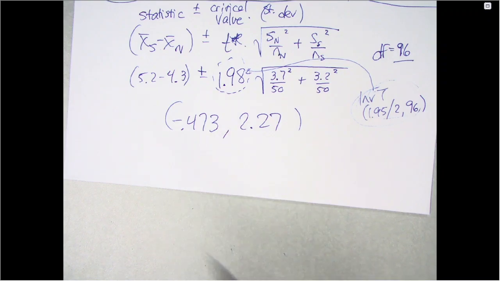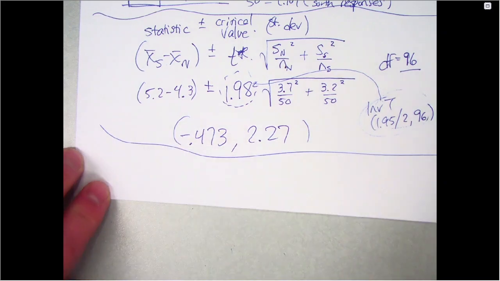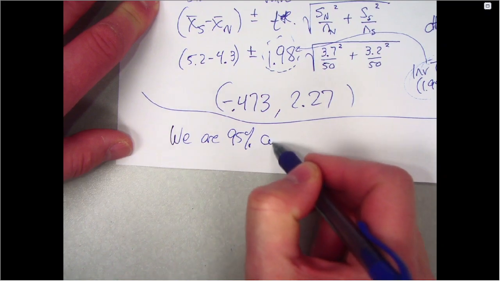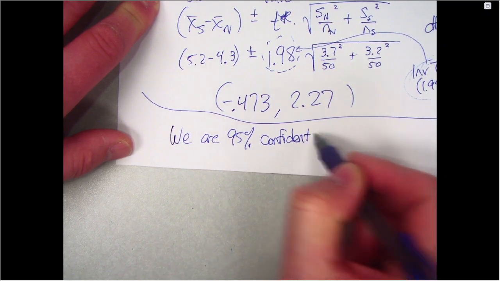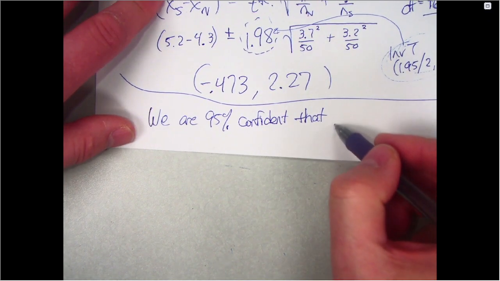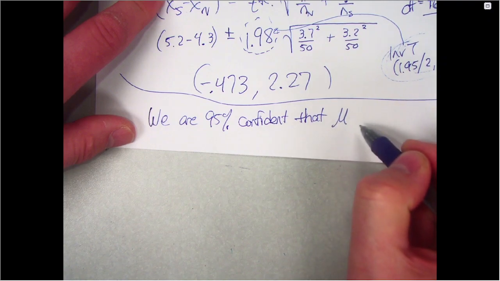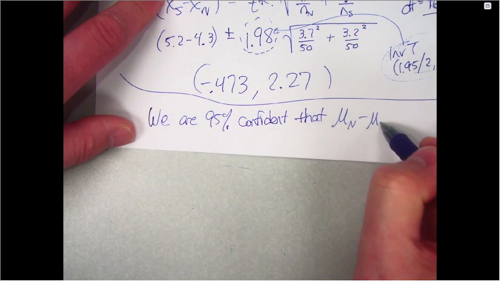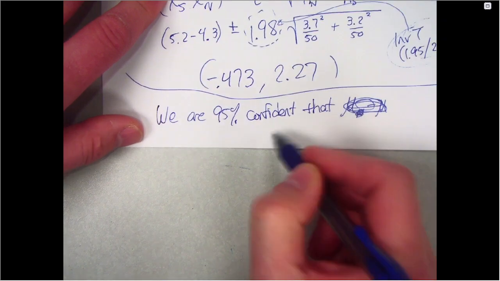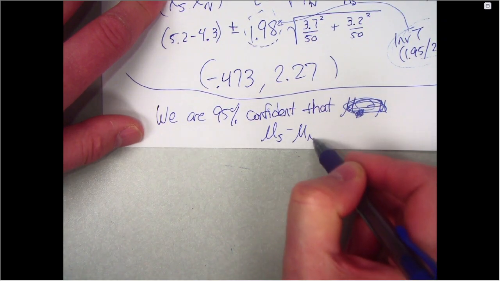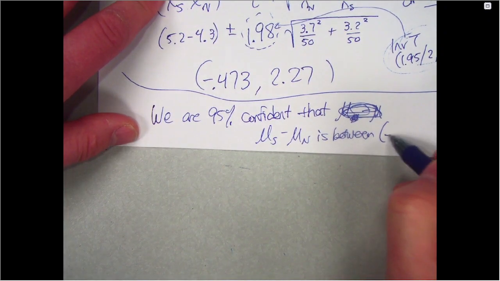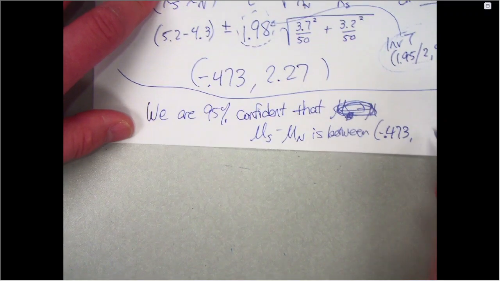Questions yet? All I've got left is the conclusion. So then I'm just going to say, we are 95% confident that mu s minus mu n, since I did it that way, is between, and then write the numbers.